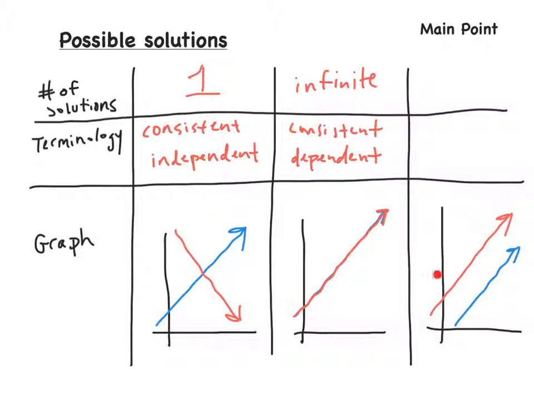Now let's look at the last graph. With this, I tried to draw them as parallel as possible so that they would never touch. If they never touch, how many solutions are there? There are no solutions. Since there are no solutions and the lines are parallel, the terminology is that it is inconsistent. When you are working through problems on your homework, make sure that you have this graph, or this table, up. It will help you.